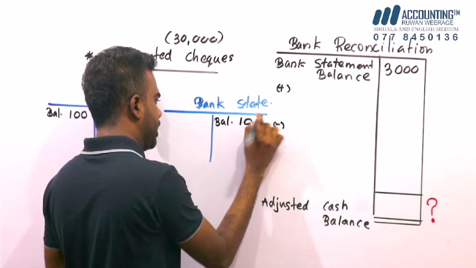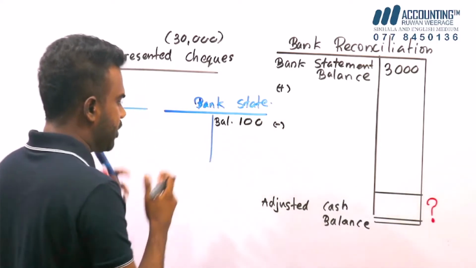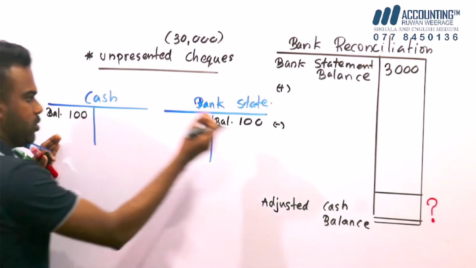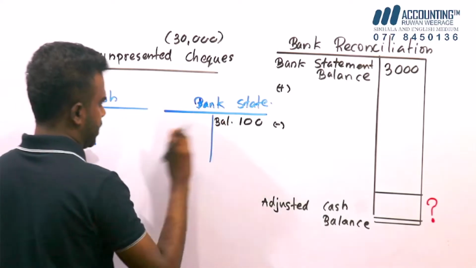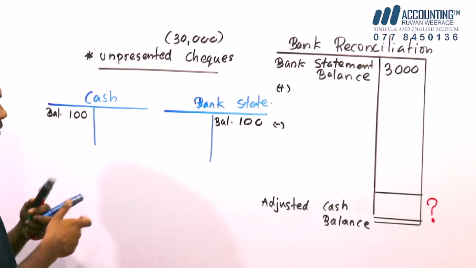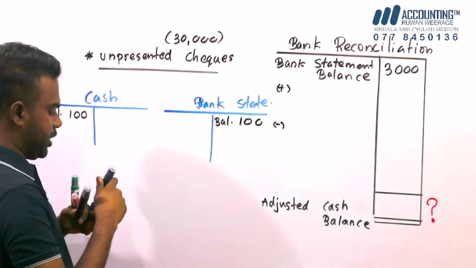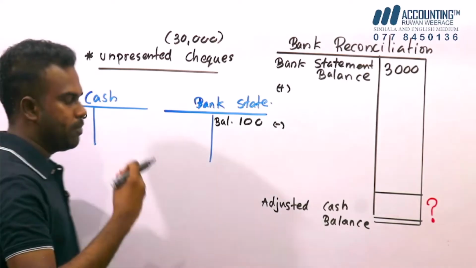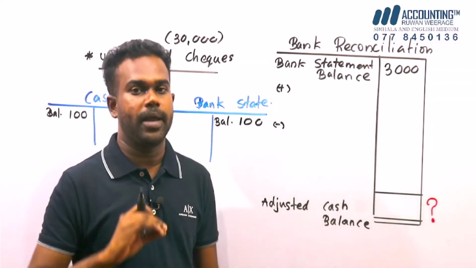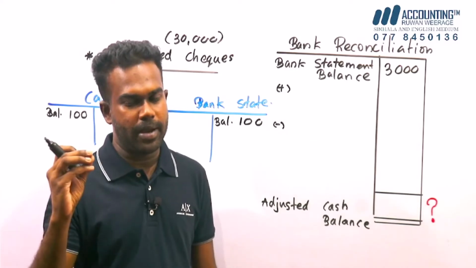This one is to identify the reason, right? If you want, you can put any amount, but the same amounts for the cash account and bank statement balance, right? Same amounts. Look at here. Unpresented means issued. The business has issued, but the bank has not yet paid. The bank has still not yet paid, right?